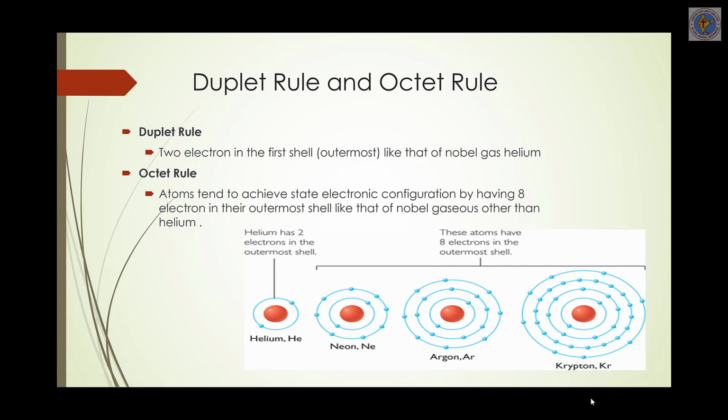And what do you mean by octet rule? Atoms tend to achieve stable electronic configuration by having 8 electrons in the outermost shell, like that of noble gases other than helium. So in the diagram you can see that in case of neon, argon and krypton, they are having 8 electrons in the outermost shell. That is your octet rule. That means having 8 electrons in the outermost shell is called octet rule.